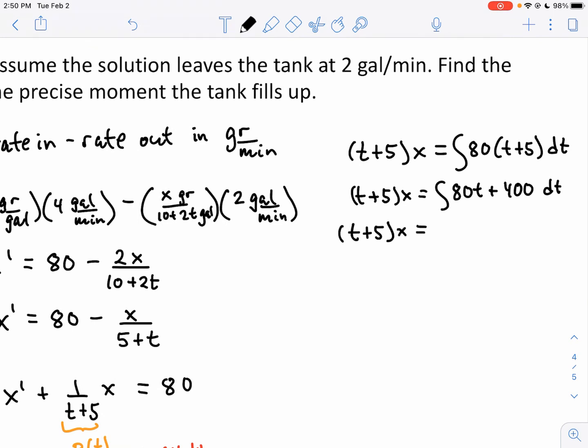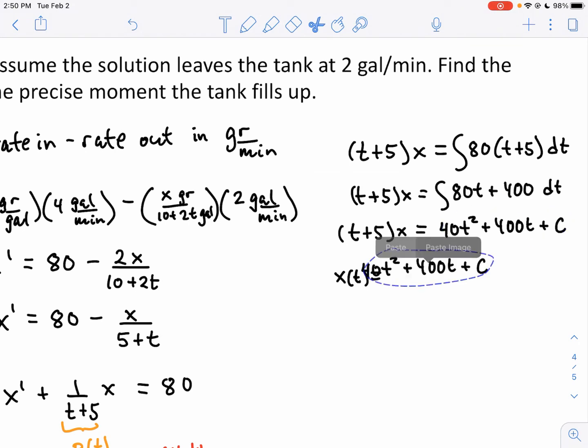Okay, so go ahead and now integrate that right side of our equation. We get 40t squared plus 400t plus a constant. And the last step, of course, is to get x isolated. So x as a function of t is equal to all of this repeated, and then divided by this t plus 5.